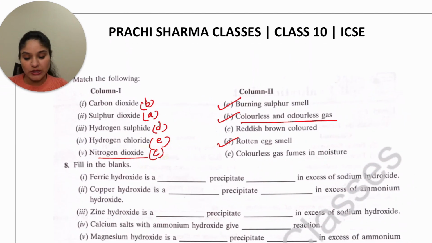Moving on to question number 8. Ferric hydroxide is a reddish brown PPT. Ferric hydroxide, reddish brown PPT.